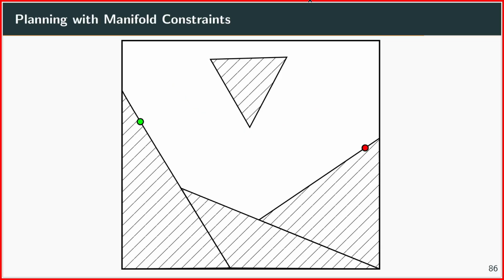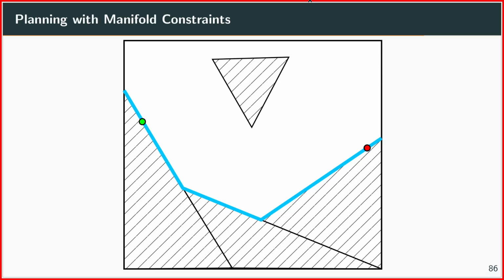But now we have this additional constraint that, for example, the robot needs to stay on the environment. And for this 2D case here, the equivalent would be that the robot is on the surface of those obstacles. And so now we want to solve a problem where you want to go from green to red, but under the constraint that the robot always stays on the surface of the obstacles. A practical application of that would be that you paint something on a wall, that you weld something on a car, or you wipe something off a table or something.